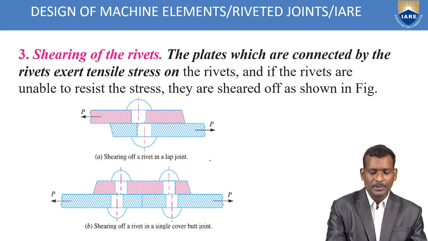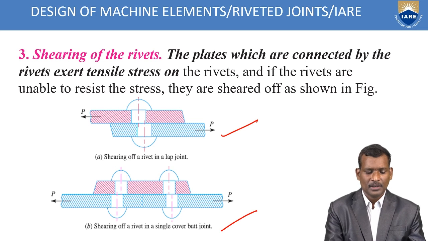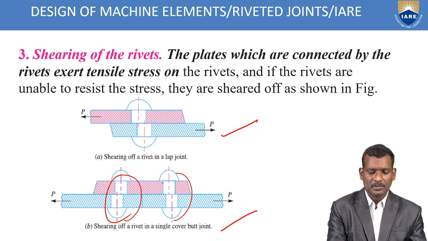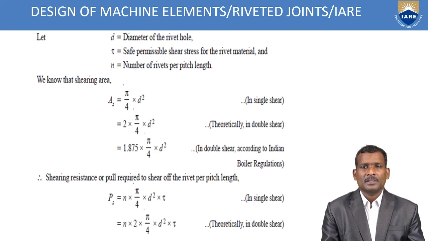In the first case, shearing of a rivet in a lap joint. In the second case, shearing of a rivet in a single cover butt joint. Shear off, so like this. It means the rivets are unable to resist the stress. So the shearing strength we can calculate by using these empirical relations.